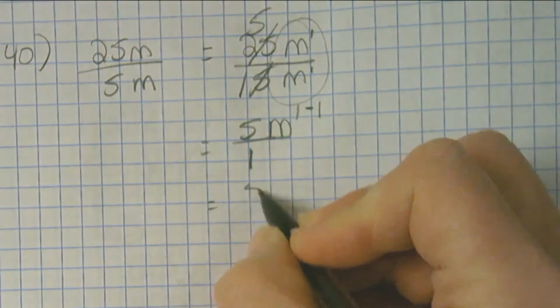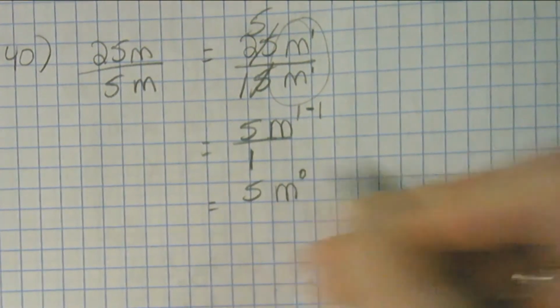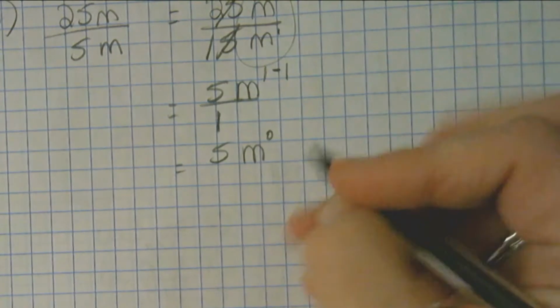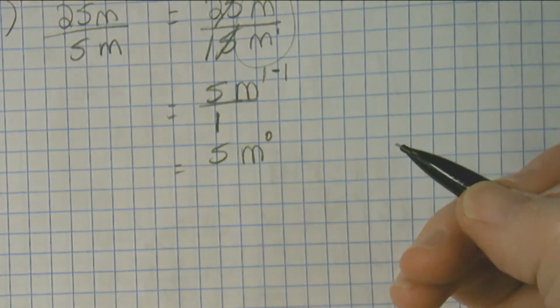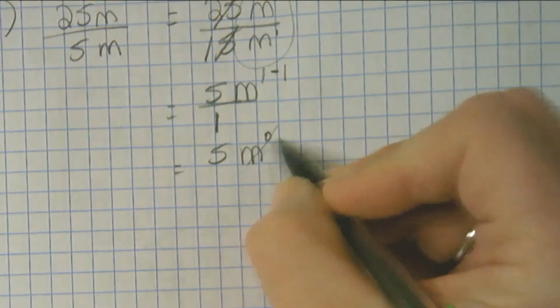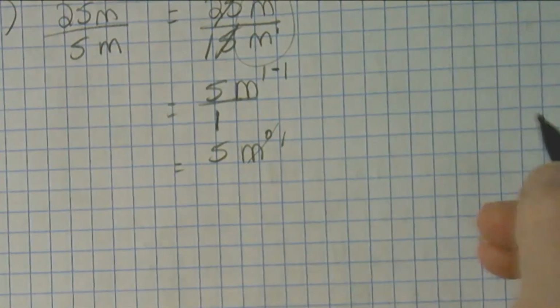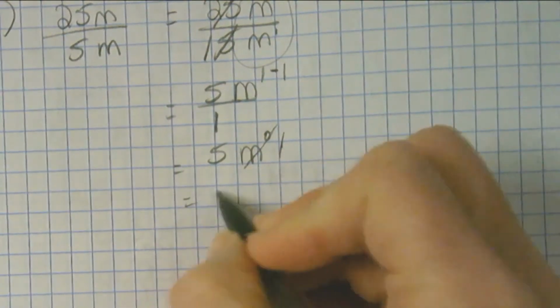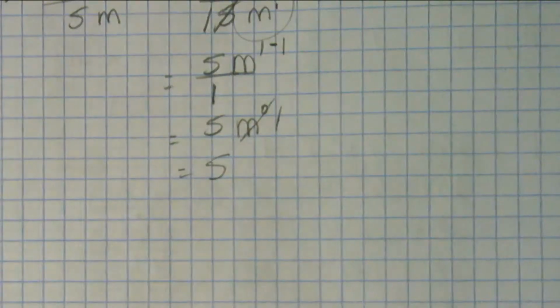So I end up with 5 times m to the 0 power. What is m to the 0 power? Jack? No, it is not 0. What is m to the 0 power, Audrey? 1. So that is a 1. Somehow you've got to show me that m to the 0 power is 1. So my final answer is 5.